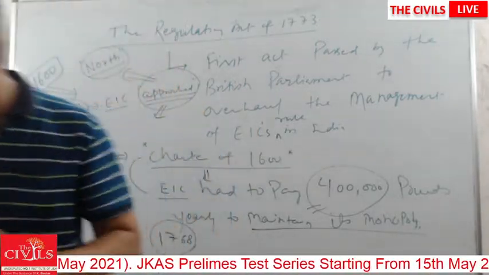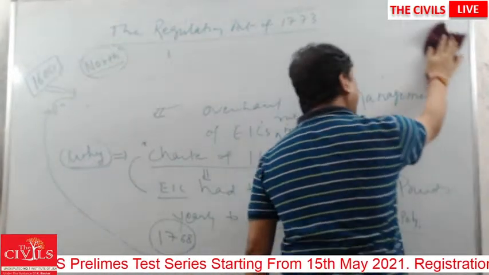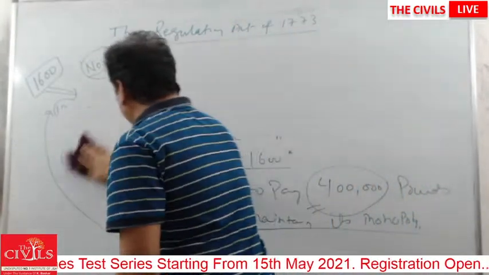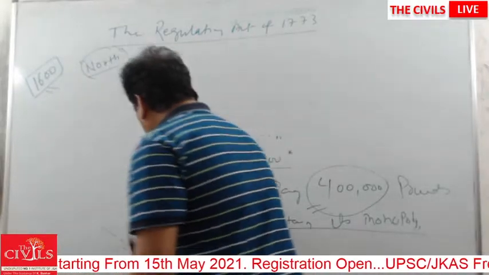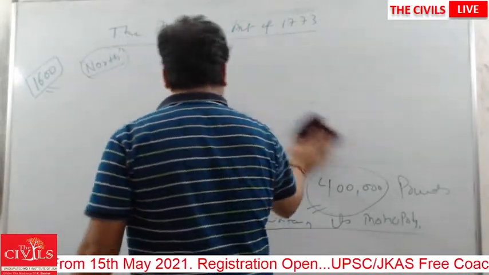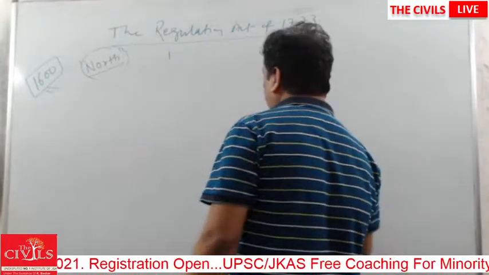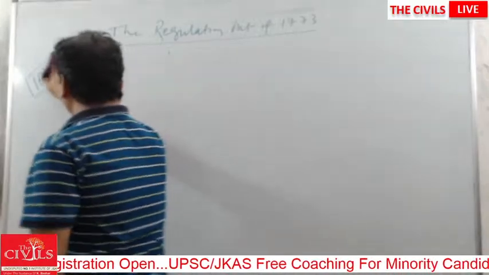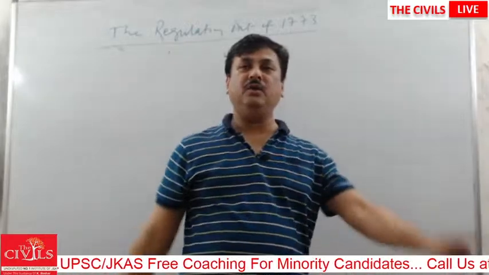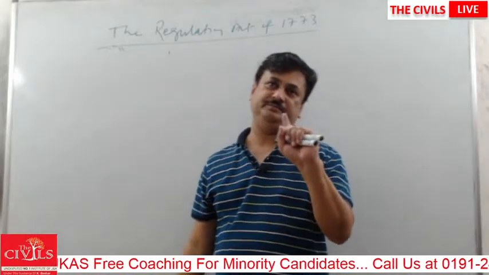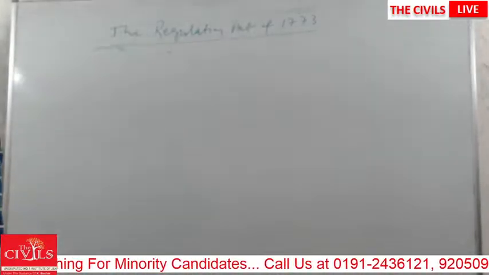Okay, now what did the government do? The government appointed a parliamentary committee. On the recommendation of this parliamentary committee, an act was passed, and the act was known as the Regulating Act. I hope it is clear to all of you.